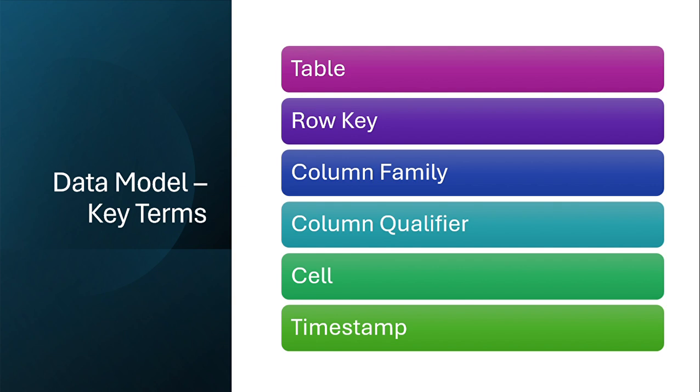Then you have cell. A cell is the actual data value stored in a column, along with two more pieces of information, timestamp and version. Timestamp is the time on the region server when the data was written. So we are going to keep referencing these terms throughout the session.